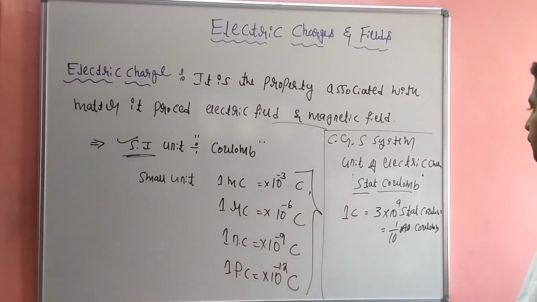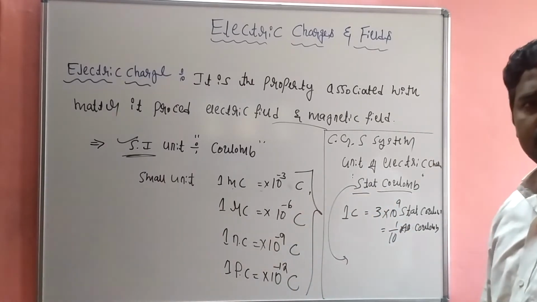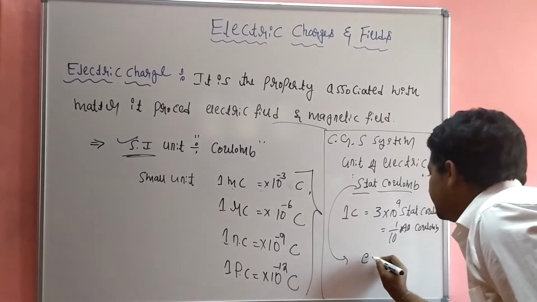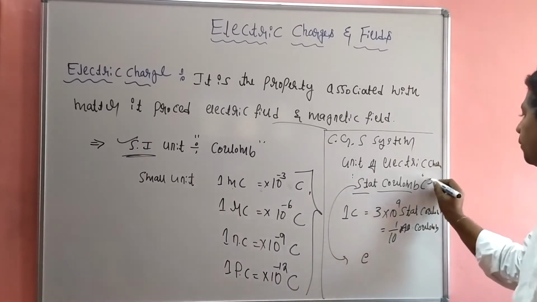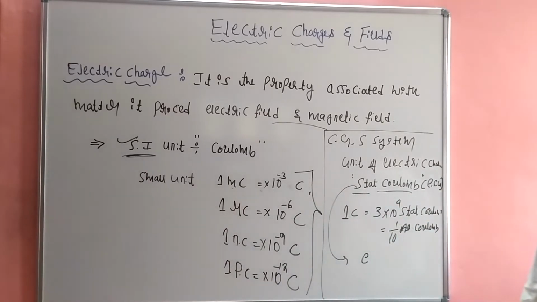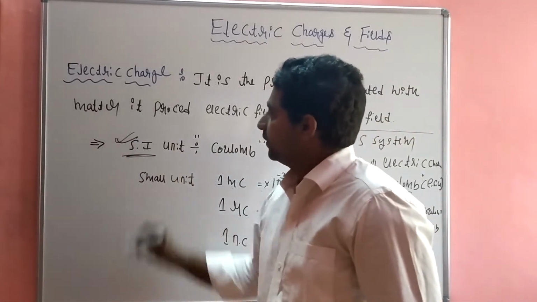1 coulomb. So what is the another name? The another name of stat coulomb is called electrostatic unit, another name is electrostatic unit of electric charge. Okay, so this is in the CGS system.